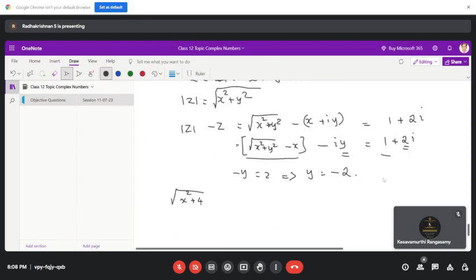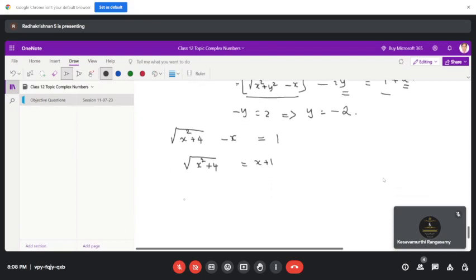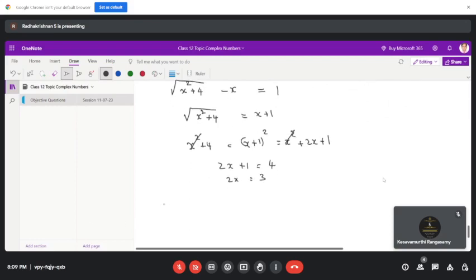Y square we know, right? 4. Equal to 1. Equal to x plus 1. So it is a simple equation. So this gets cancelled. So 2x plus 1 equal to 4. That's it. X equal to 3 by 2.